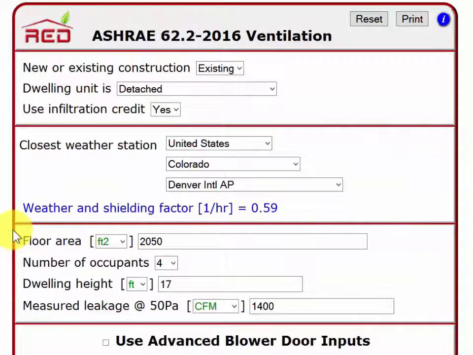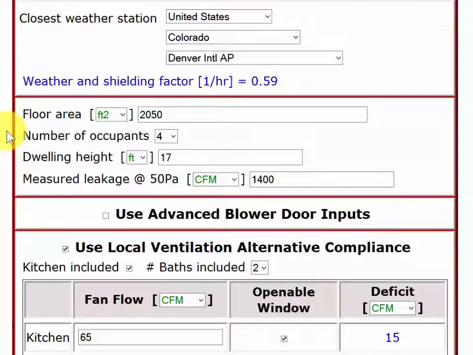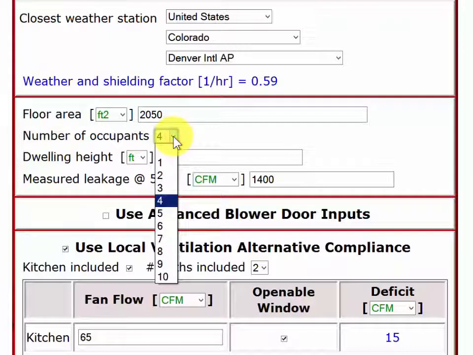I want to look now at the building data section right here, starting with floor area, where I have entered 2050. Continuing with the building data section, and I have scrolled the tool a bit. Next, number of occupants. You have choices here in a drop-down of from 1 to 10 occupants, as you can see.